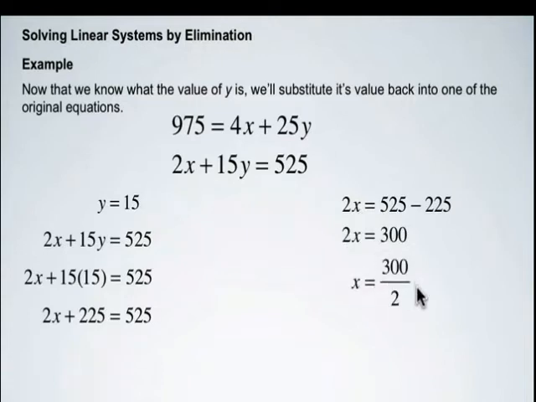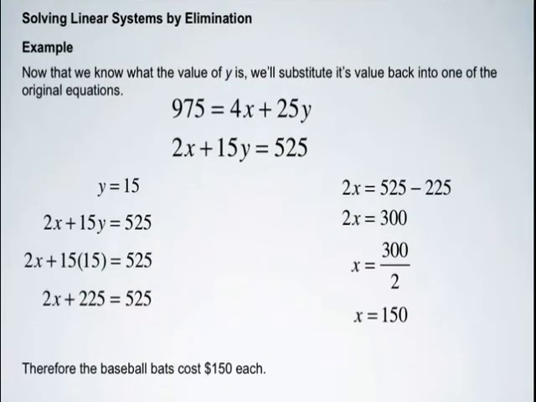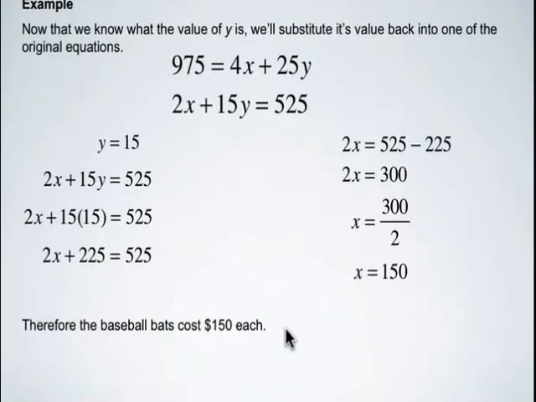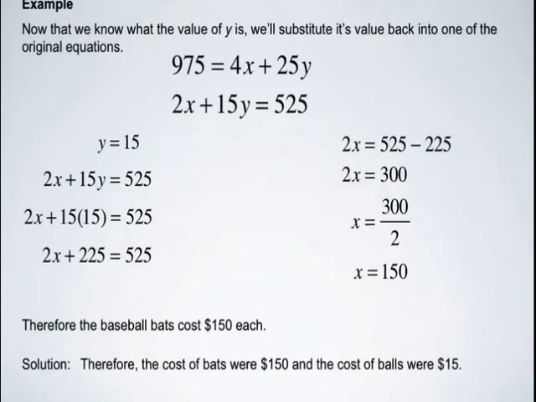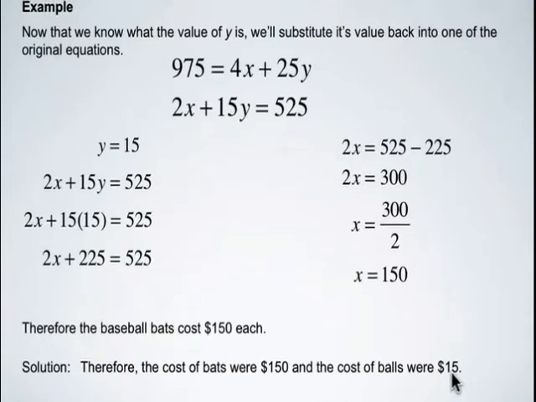Next, we divide both sides by 2, and we end up with x is equal to 150. So therefore, the baseball bats cost $150 each. And so our solution: the cost of the bats was $150 and the cost of the balls was $15.